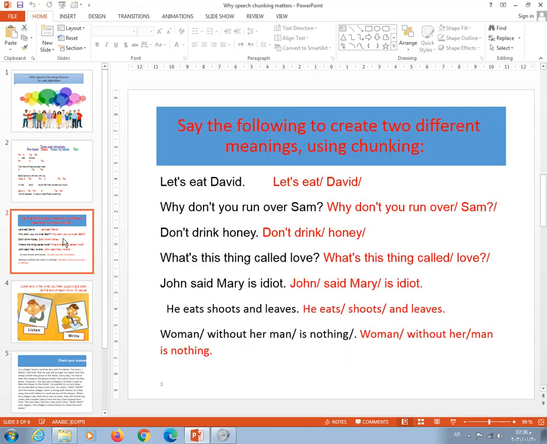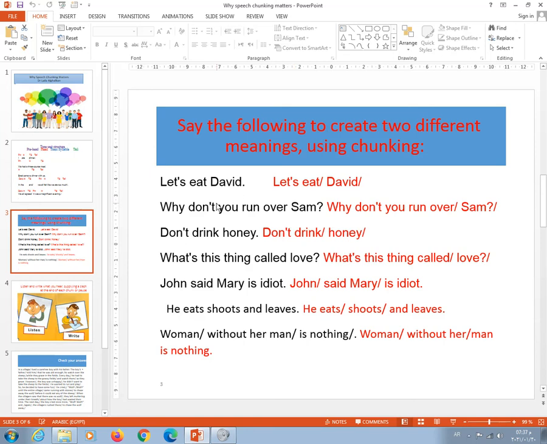Here I want to show you something different. It has to do with the role of chunking in giving two different meanings for the same chunks or for the same utterances.